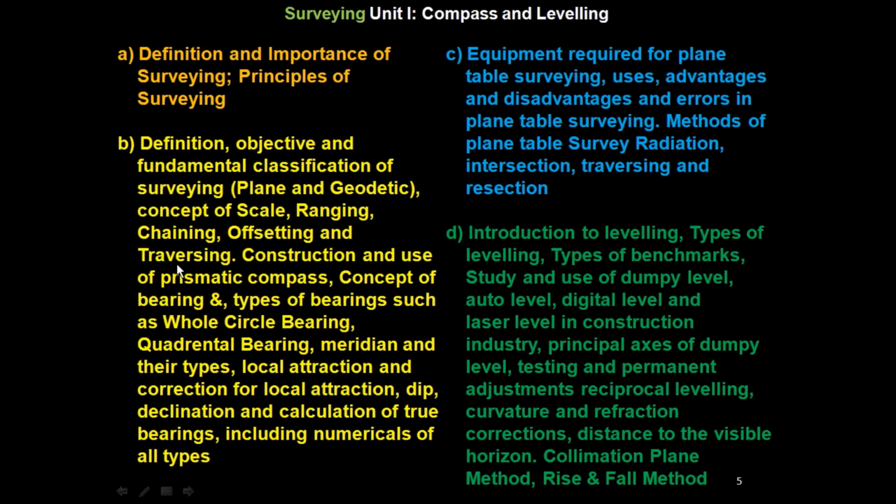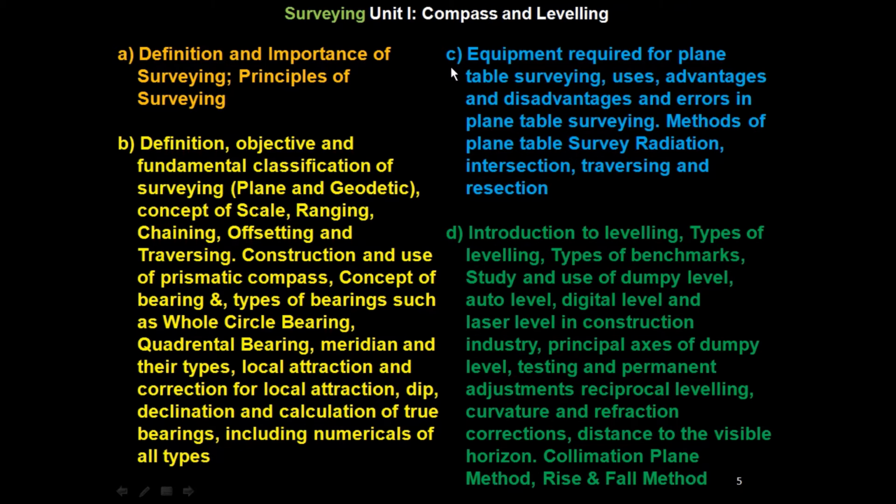offsetting and traversing, construction and use of prismatic compass, concept of bearing and types of bearing such as whole circle bearing, quadrantal bearing, meridians and their types, local attraction and correction for local attraction, dip, declination and calculation of true bearings, including numericals on all types.